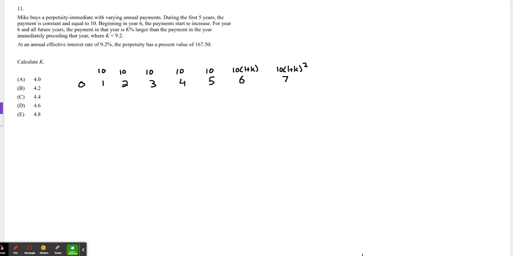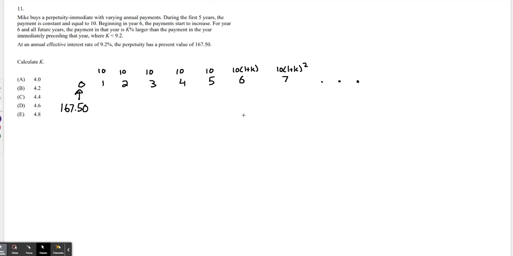Okay. So this is what's going on, and I drew a timeline, and we can keep on going. And we know right here the value is going to be just 167.5.